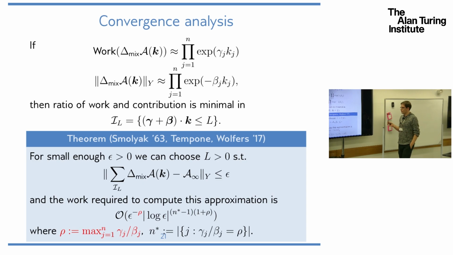And if you also assume that these mixed differences decay as a product of exponentials, and I'm going to show you later on how to actually prove that such a thing holds, then optimal index sets are given by these simplices. This can then be shown, and it was shown by Smolyak 50 years ago for the case of tensor quadrature, and we wrote it down for a review article last year, but I'm sure that he wouldn't have been surprised by this: that the total work then required for accuracy epsilon is exactly what I said, that you just need epsilon to the power minus the maximum of all of those ratios between work parameters and convergence parameters.